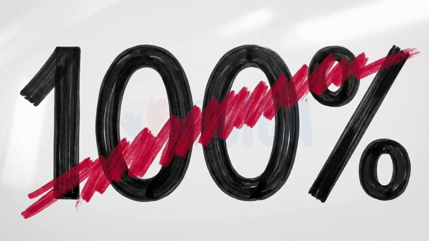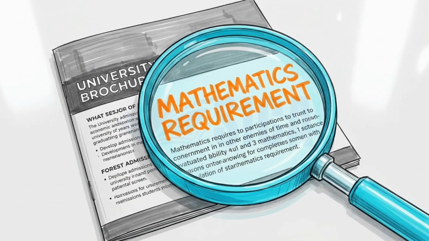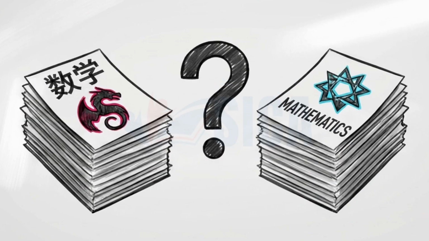There is no universal passing score that applies across China, and no magic number that guarantees a scholarship. You have to check the specific admission guides for your target university. You also have to check which language your target program requires. The math paper is offered in both Chinese and English.